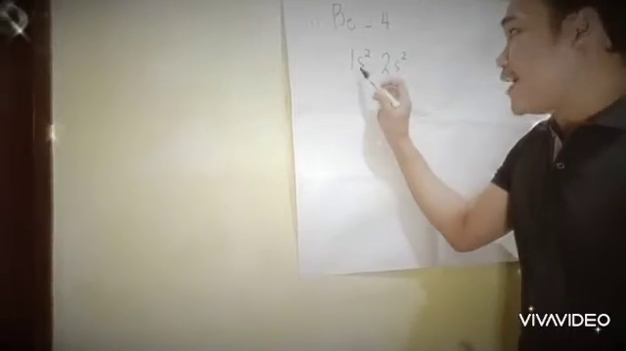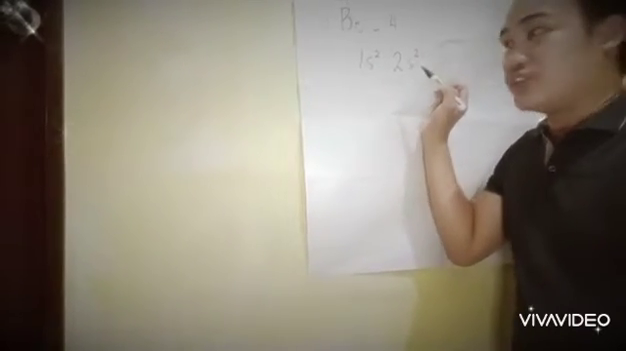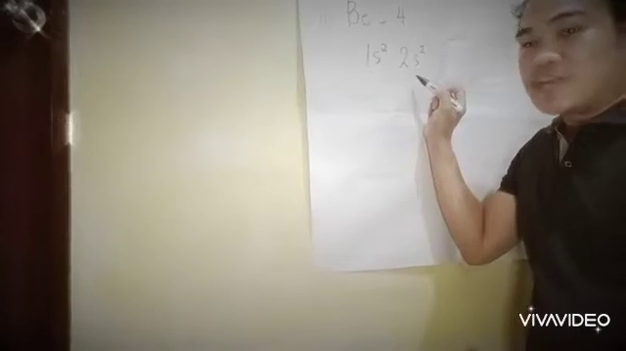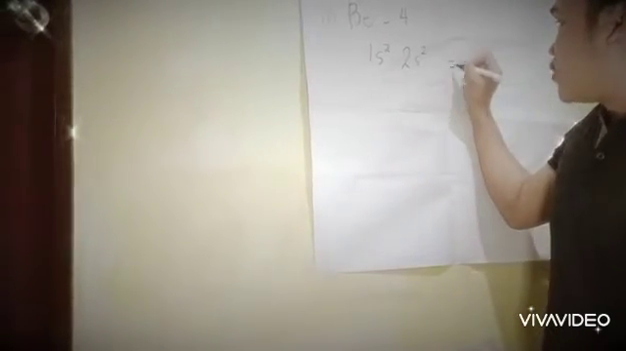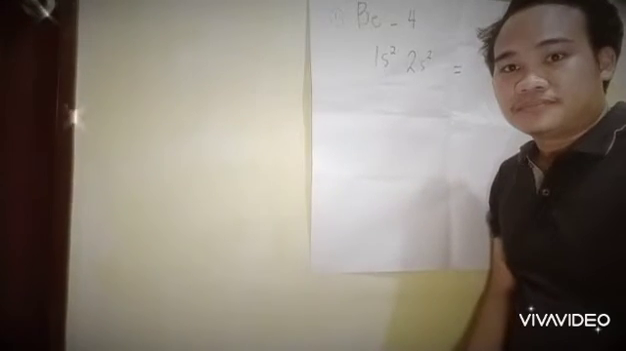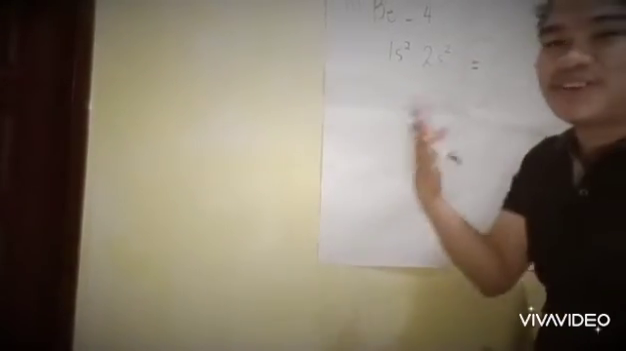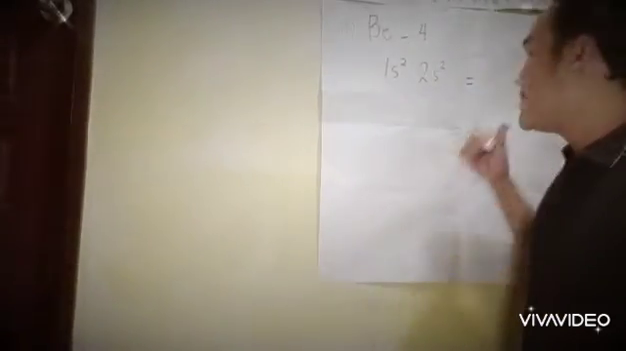Again, 1s2, 2s2. This is the electron configuration of beryllium. So therefore, what is the valence electron of beryllium? Anyone? Okay, very good. The valence electron of beryllium is 2.